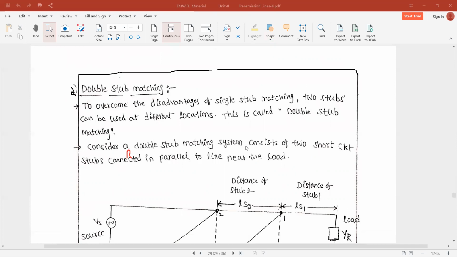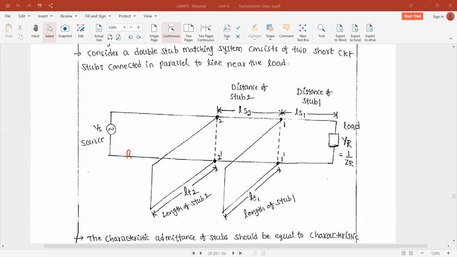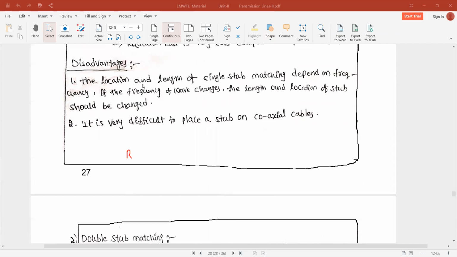Double stub matching. Here there is a distance of stub 1 and the distance of stub 2. Let us assume from the load end to the main line it is LS1 and LS2, and the lengths of the stubs are LT1 and LT2. To overcome the disadvantage of the single stub matching, two stubs can be used at different locations. What is the disadvantage here? The location and the length of the single stub matching depend on the frequencies. If the frequency of the wave changes, the length and the location of the stub should also be changed.